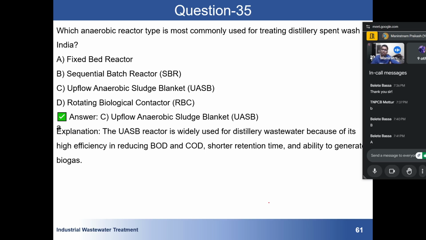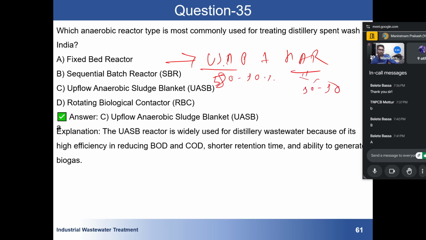Just see the question. In which anaerobic reactor type is most commonly used for treating distillery spent wastewater in India? The correct answer is C, upflow, which we have already seen, generally a combination of upflow USAB plus HAR. Water will be passed through, and it has a removal efficiency of around 80 to 90%, with a huge amount of COD, in the range of 1000 kg per day.